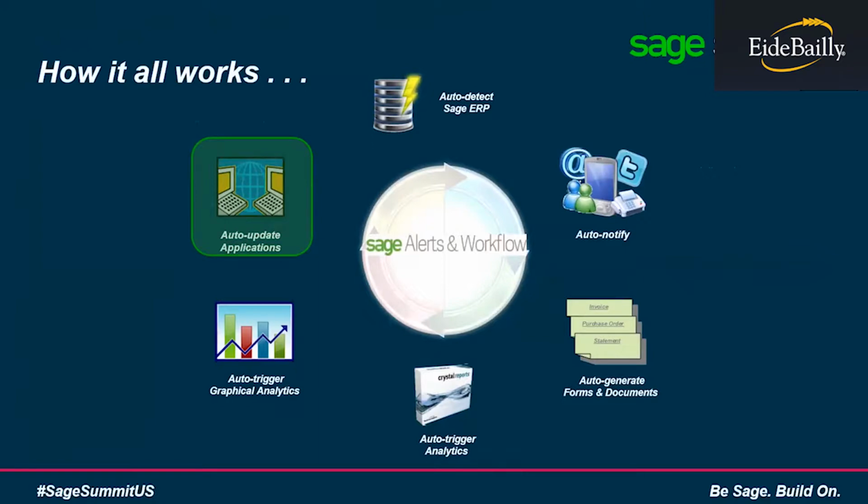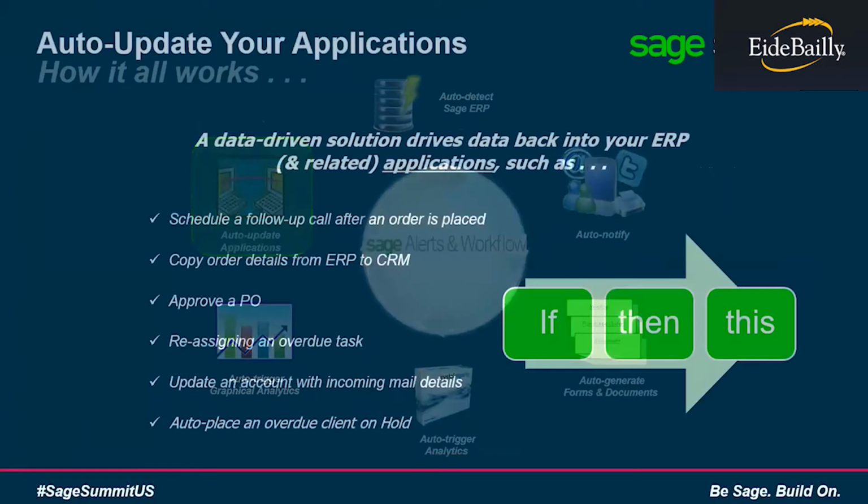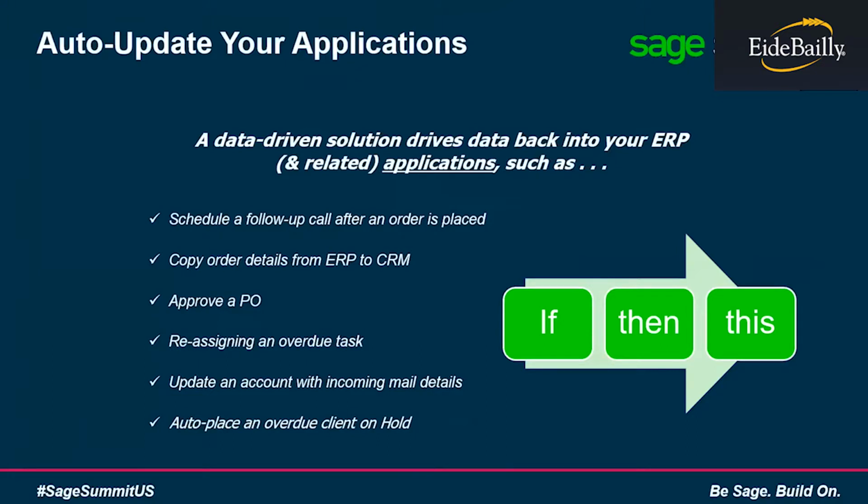And that brings us to the final component of Alerts and Workflow. And this is why the application is not called Sage Alerts, but rather Sage Alerts and Workflow. Because the product can go back into your Sage application, whether it's Sage 100, Sage 500, or for that matter, any other applications, and actually add or update data.